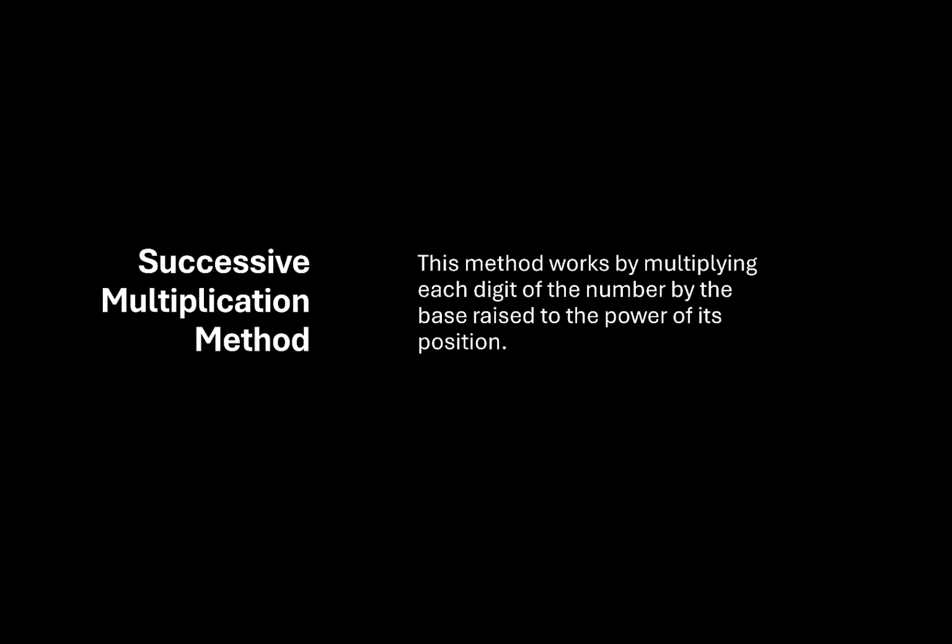Our expansion from base 2 to decimal form was an example of the successive multiplication method. This method works by multiplying each digit of the number by the base raised to the power of its position. Let's look at an example for each of our number bases.